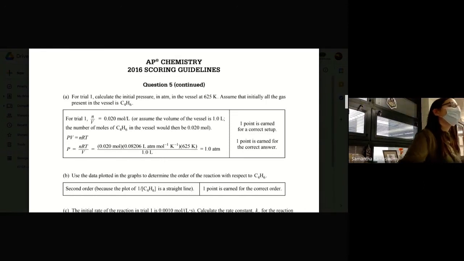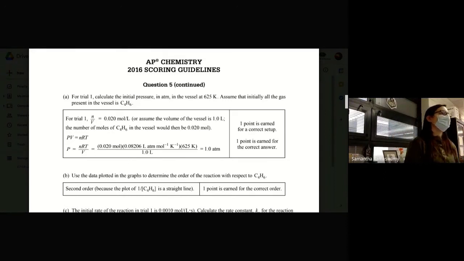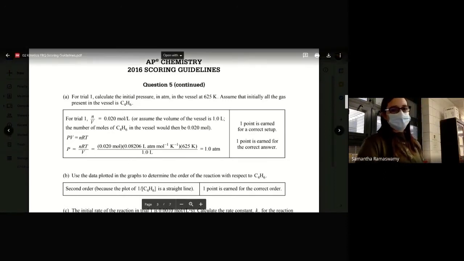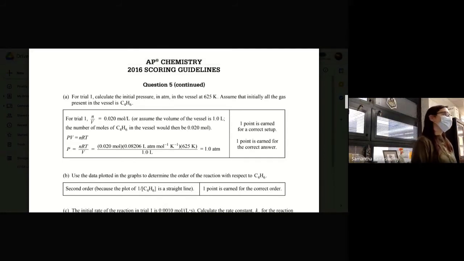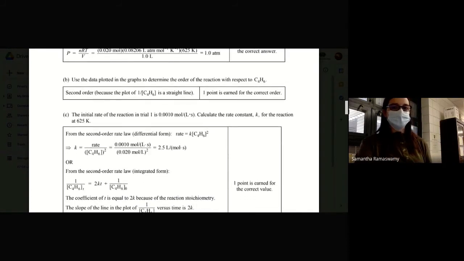The way that they actually scored this is they gave part A 2 points. 1 point for setting it up correctly, meaning that you plugged everything into the ideal gas law, and 1 point for the correct answer. So if you plugged everything in but then did the math wrong, you still could have gotten one of the 2 points. Again, that was looking at gases, but it shows you that when it comes time for the AP test, free response questions will pull in other ideas, other topics as well.